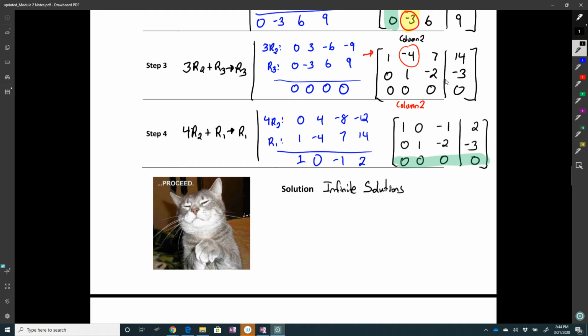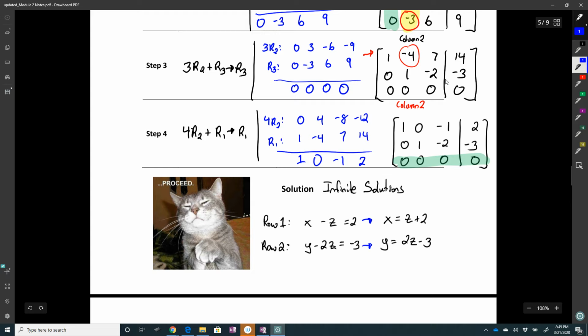So what we do is we rewrite each row. Row 1 told me that x minus z is equal to 2. And row 2 tells me that y minus 2z is equal to negative 3. All you do is you solve for the x and the y. So x is equal to z plus 2. Y is equal to 2z minus 3. And there you go. That's going to be your solution. Your solution is z plus 2 for x, 2z minus 3 for y, and z is your final variable.